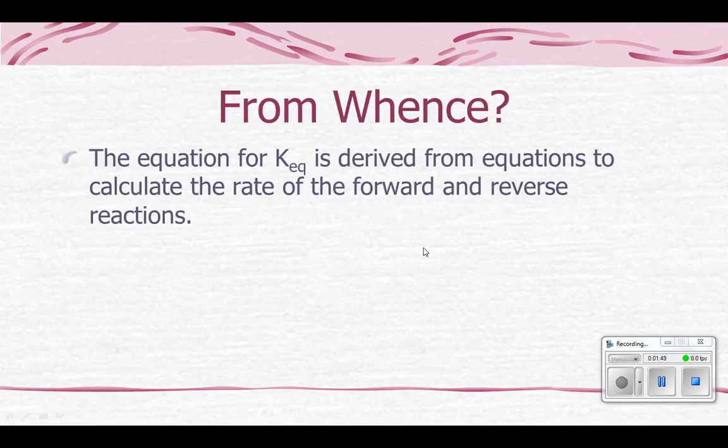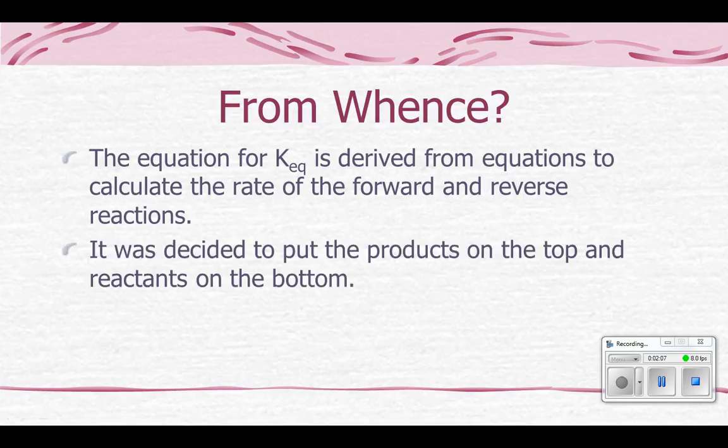All right, now where did this come from? Well, it's derived from reaction kinetics, which is the rate of reactions. And if we write some equations for that, and we do not do that in this course, we write the equations for the forward and reverse reactions, the actual mathematical equations to calculate the rate, we can come up with KEQ. And somebody decided that we would put the products on the top of this and the reactants on the bottom. So KEQ is essentially the value of the products' concentration over the reactants. Again, it's actually the concentration of the things that are on the product side over the concentration of the things that are on the reactant side.